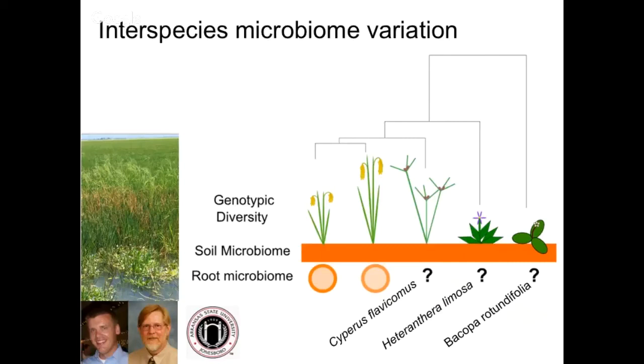So what we did was we went out to the field and we collected three other plant species. We collected rice, we collected a sedge, Heteranthera, and then a dicot, Bacopa, and we compared all their microbiomes to each other. We knew that there's very little variation between different genotypes of rice, but how does the variation look if we start stepping outside of rice?